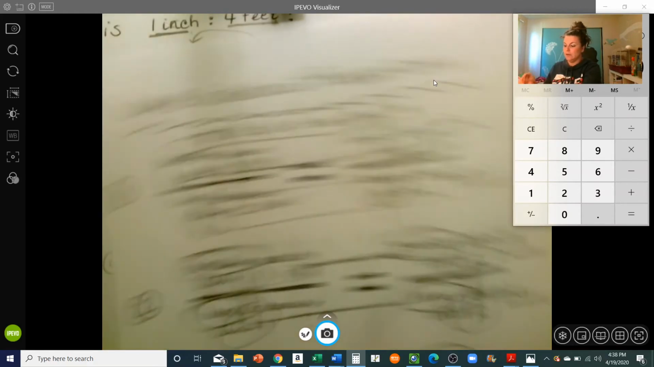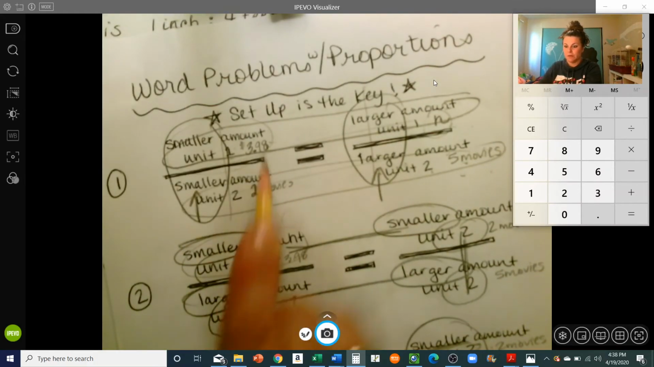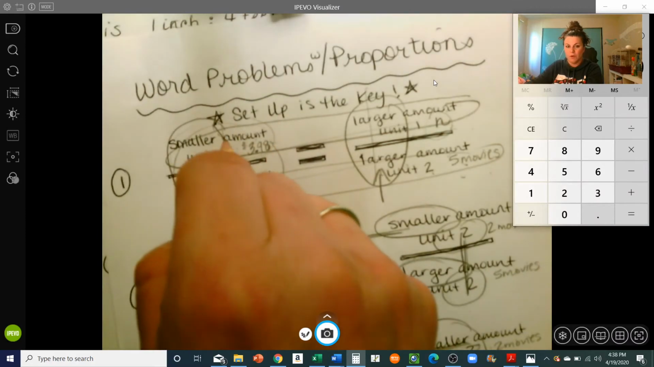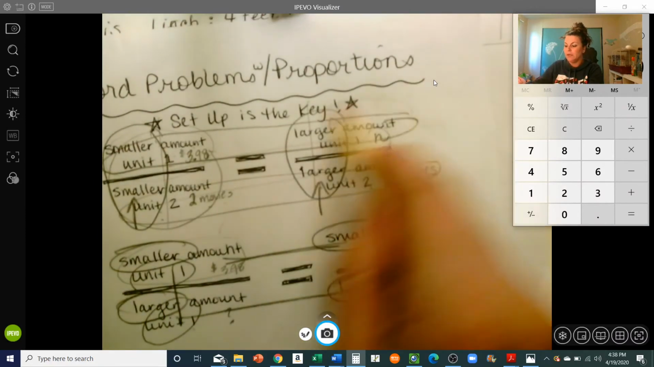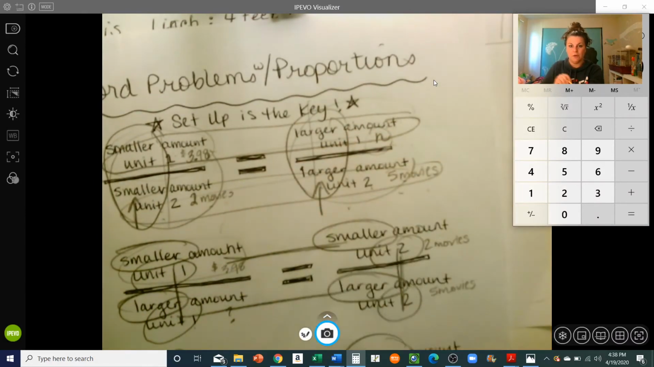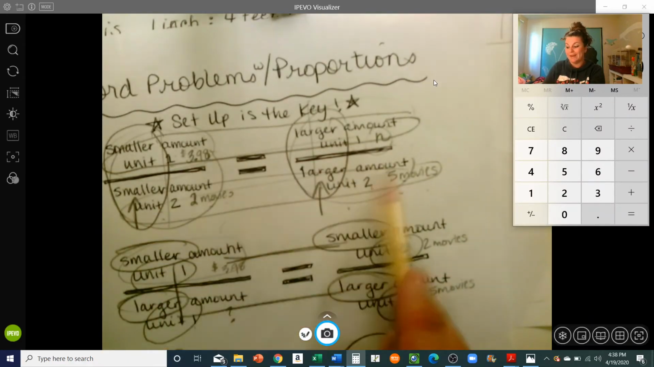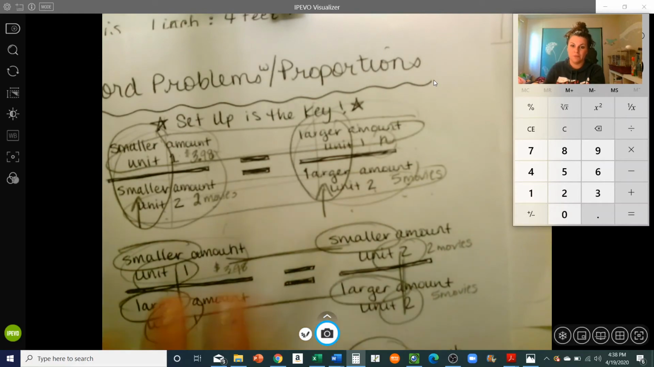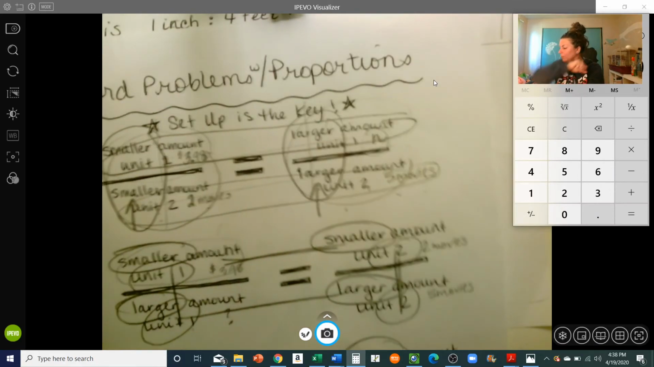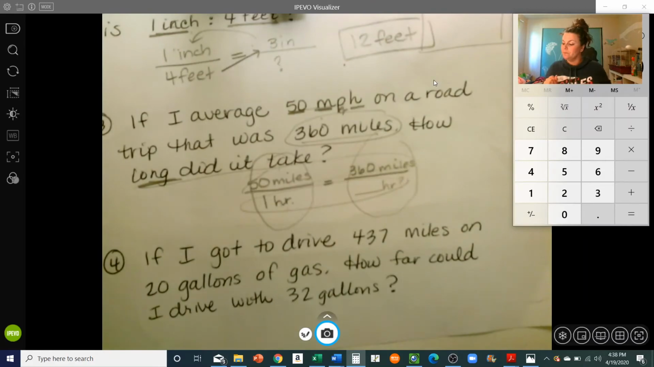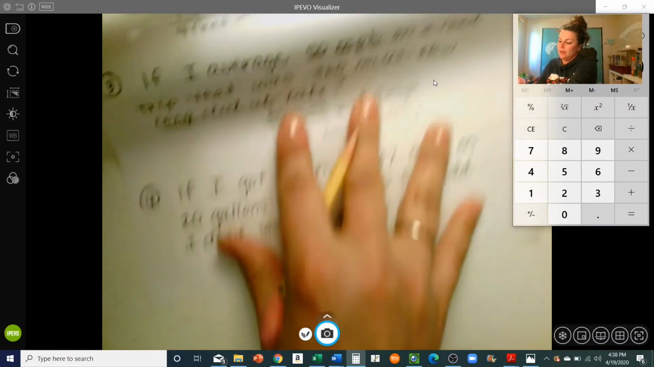That's why I suggest you use this method. The smaller amount with unit 1 on top and unit 2 on bottom equals the larger amount with unit 1 on top and unit 2 on bottom. Okay, this would be a good thing to write down if you want to pause it and write that down because that can help you. Okay, and then this last one here.